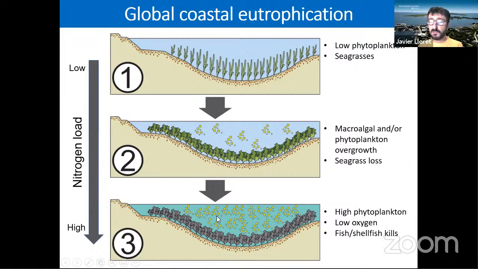If we keep adding nutrients further, this overgrowth of algae and phytoplankton overwhelms the system. At one point, big masses of algae will start to die, and the decomposition of that organic matter will consume the oxygen in the water. And that's when we observe fish and shellfish kills in these ultimate phases of eutrophication in the coast.